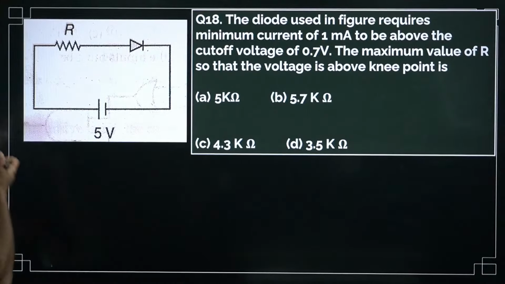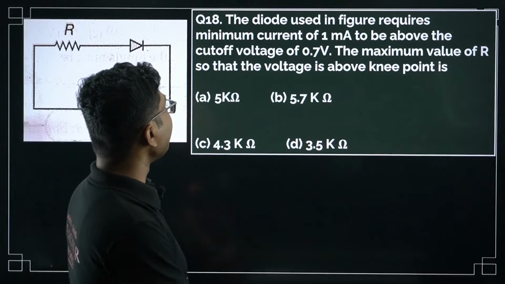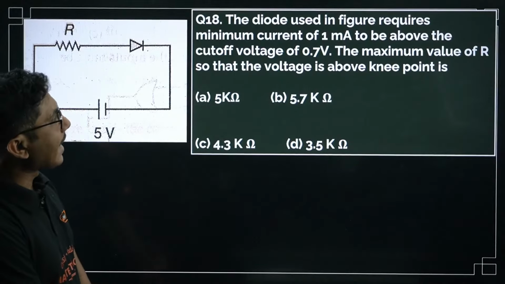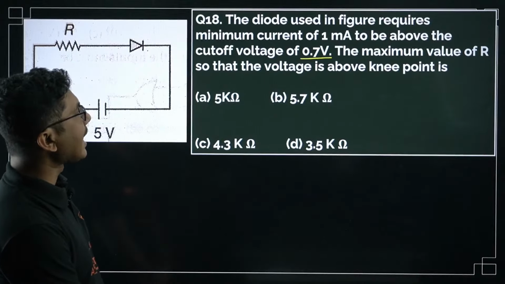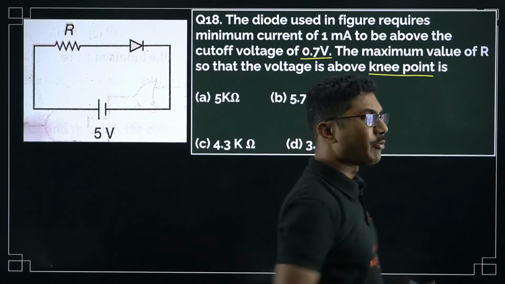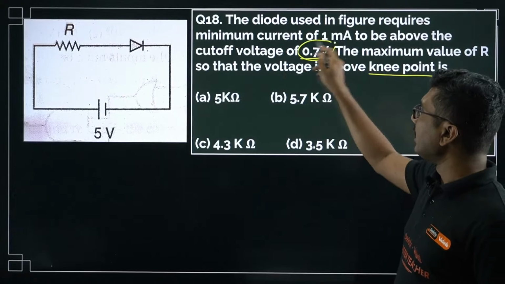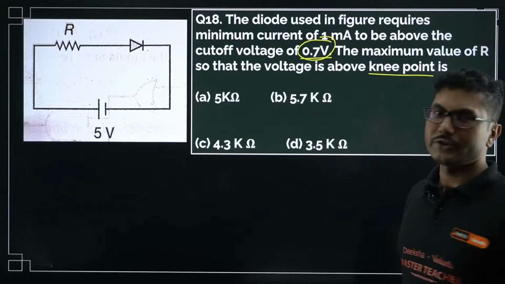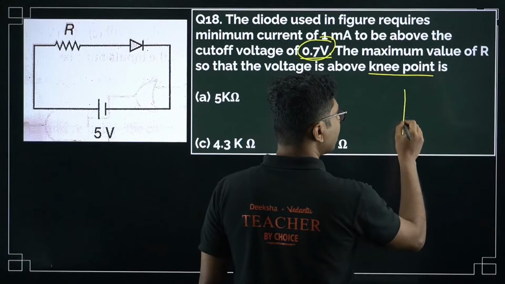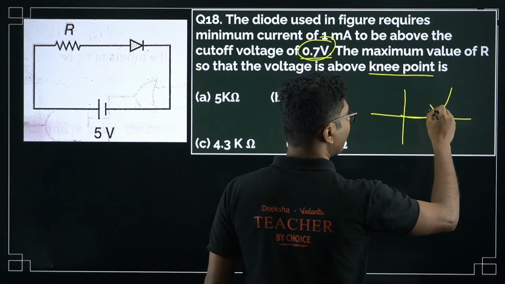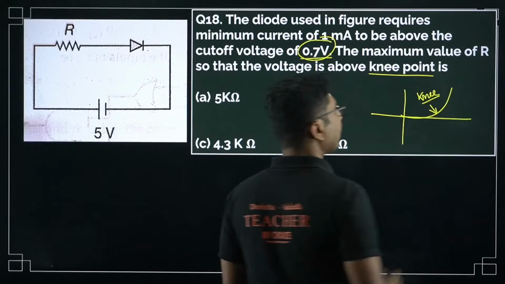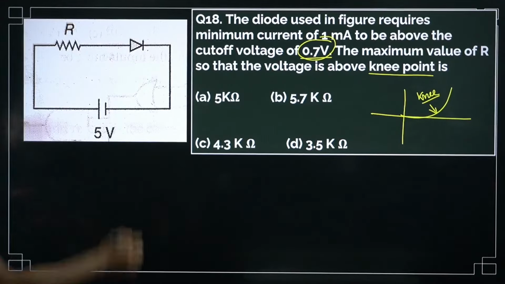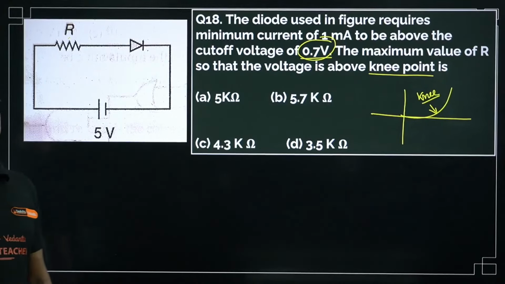Now another question. The diode used in the figure requires a minimum current of 1 milliampere to be above the cutoff voltage of 0.7 volt. What is the maximum value of R so that the voltage is above the knee point? This voltage is sometimes called the knee voltage, and this point in the forward bias graph is called the knee point, like the bend of a knee. So what is the value of the resistance R so that this diode remains in forward bias? Okay, let's solve this question.